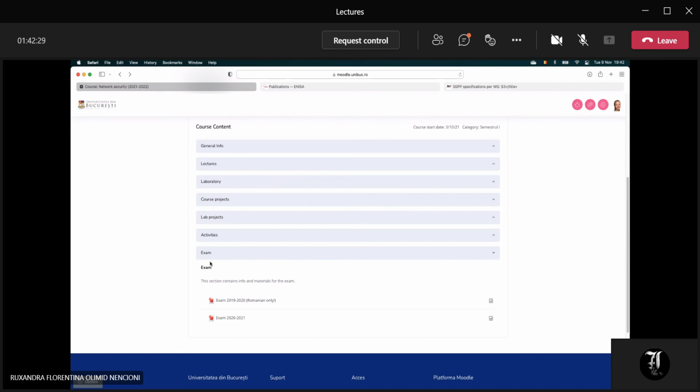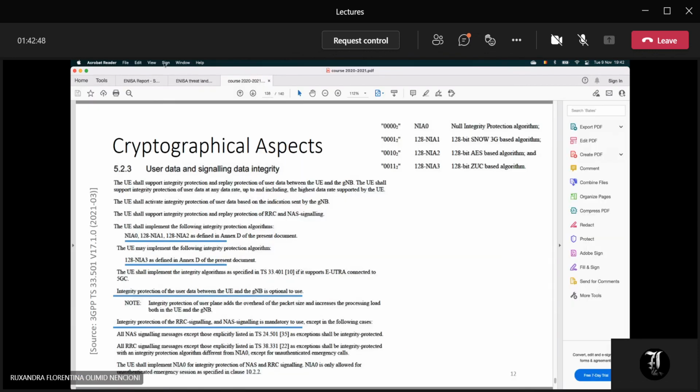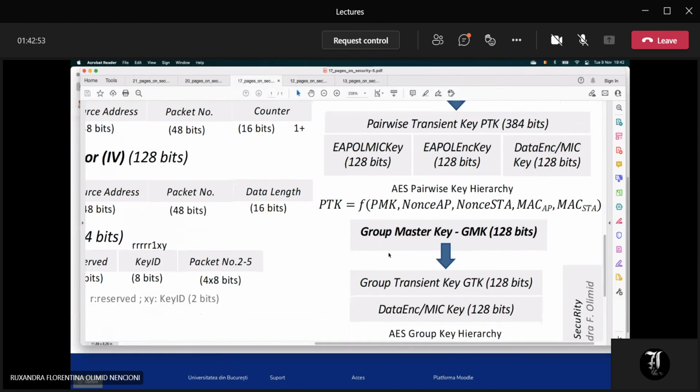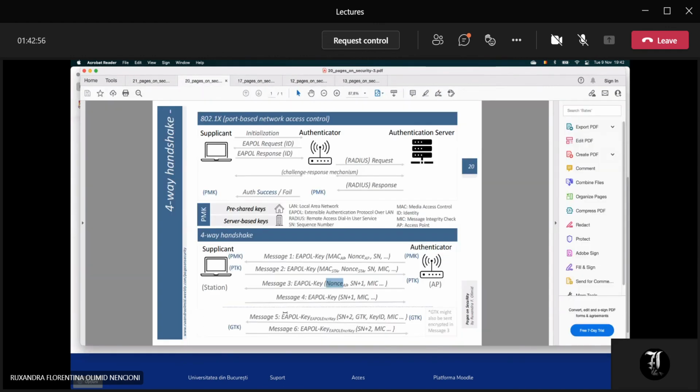But it's not the only way where you expose the GTK. It's exposed in step 3 of the EAPOL in the four-way handshake. Yeah, but there it is encrypted, as you were saying. Exactly. So as you say, maybe it doesn't help because anyway it's encrypted. But I also expose it in another way.